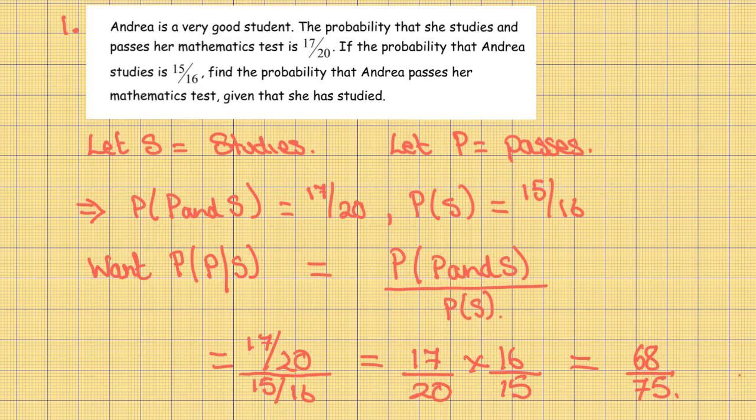which equals 17 out of 20 divided by 15 out of 16, which equals 17 out of 20 times 16 out of 15, which when you work it out comes to 68 out of 75.